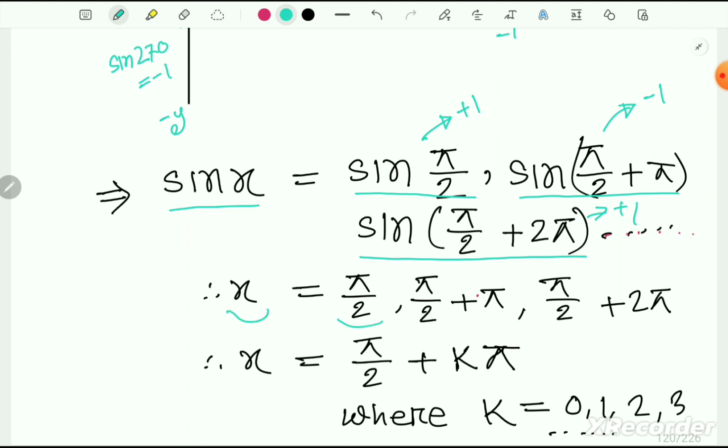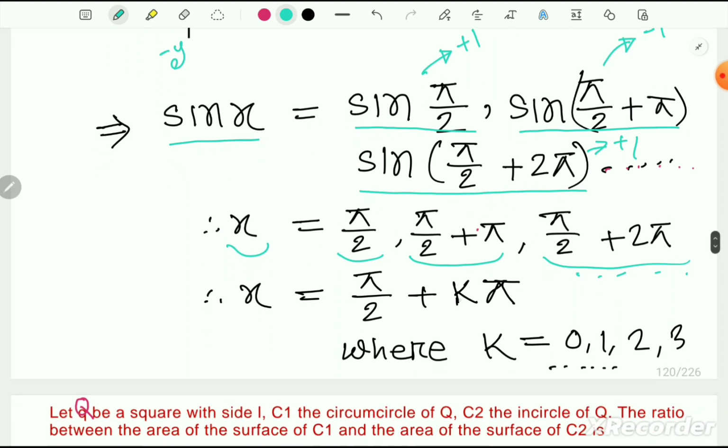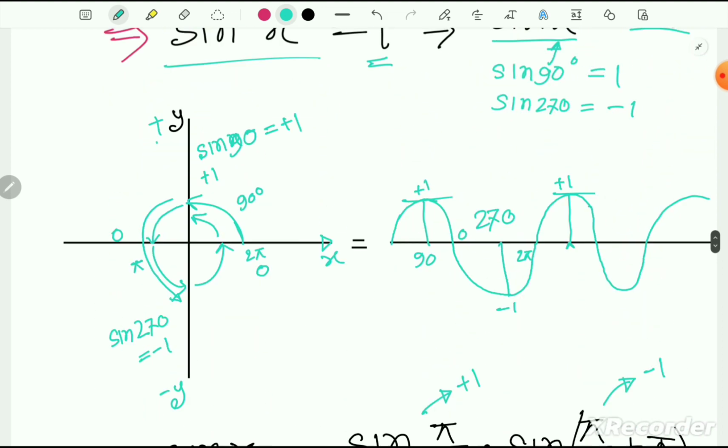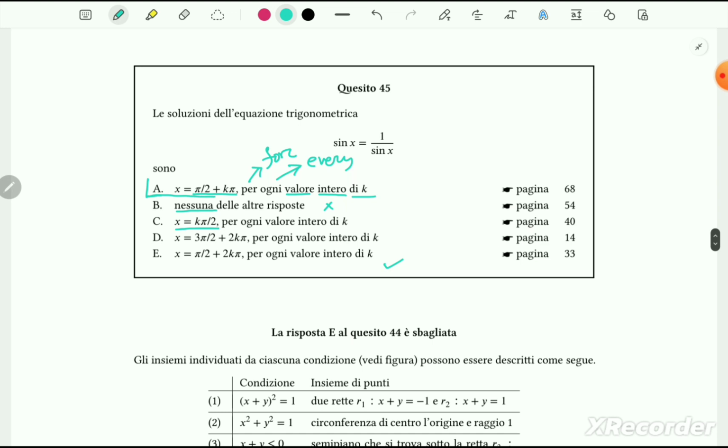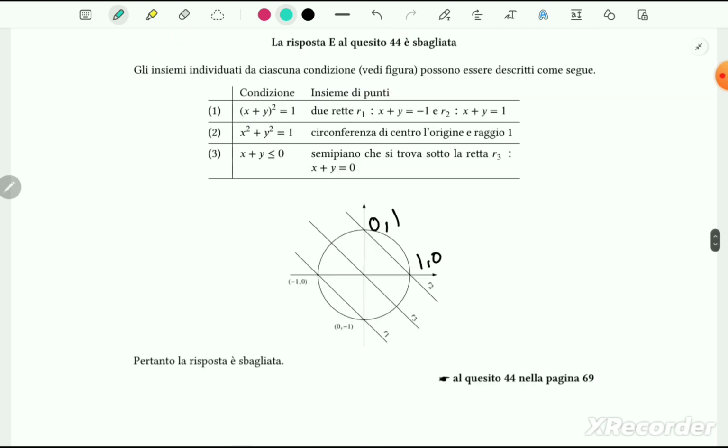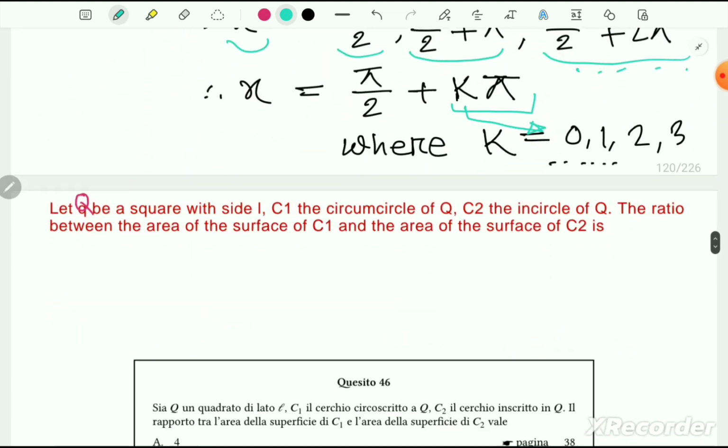So x equal to pi by 2 or pi by 2 plus pi, pi by 2 plus 2 pi, and keep going. So we can simply write pi by 2 plus k pi, and the value of k is 0, 1, 2, etc. Therefore our answer is option A, x equal to pi by 2 plus k pi, per ogni valore intero di k. This is our answer. I hope you understand. Let's move on to our next questions.